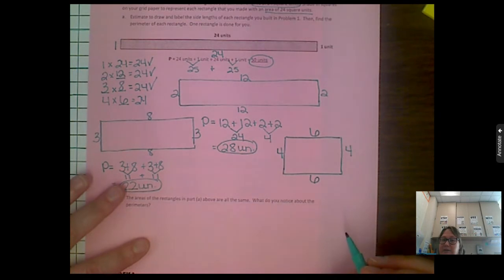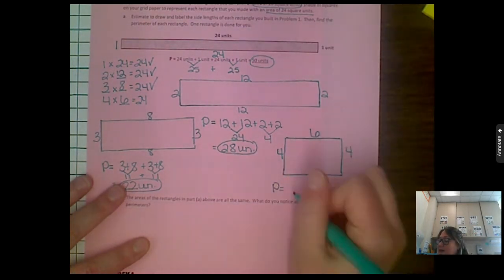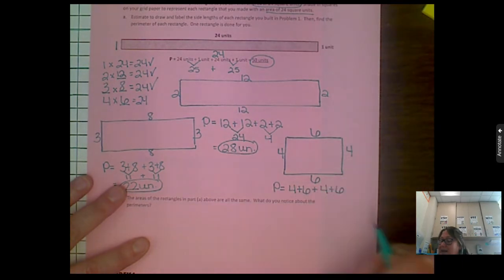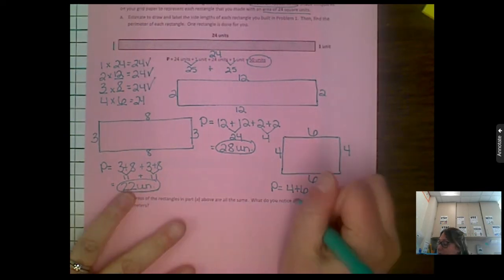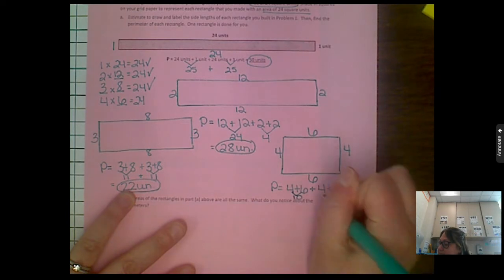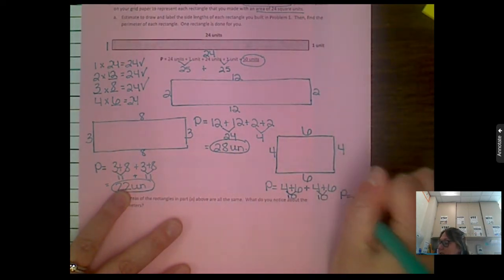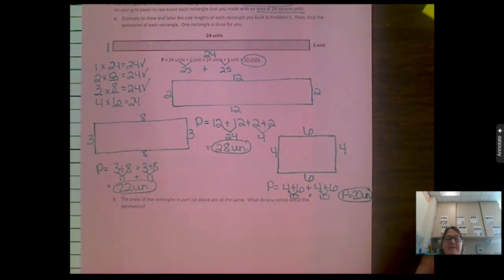So then I'm ready to do my perimeter here. So I've got P equals, and here's what I'm going to do. And you can pause this if you want to do your own as well. I did 4 and 6 and 4 and 6. Why would I do that? Because I'm trying to make a 10, right? 4 plus 6 is 10. 4 plus 6 is 10. So that means that the perimeter equals, when I add 10 plus 10, I get 20. So 20 units. There we go.